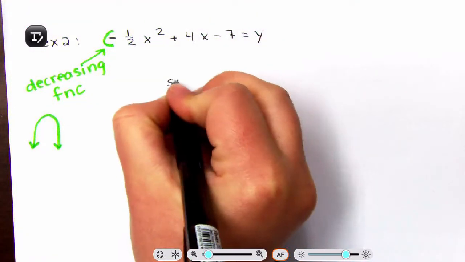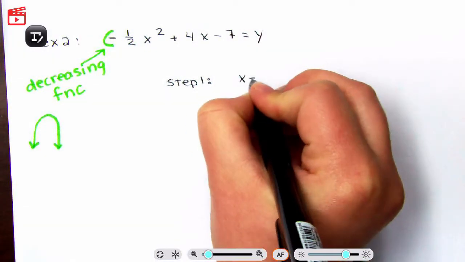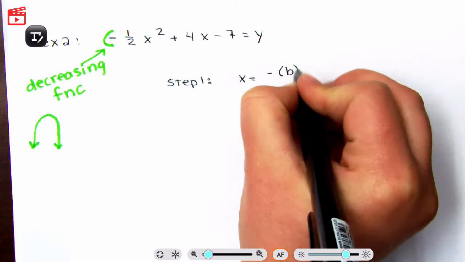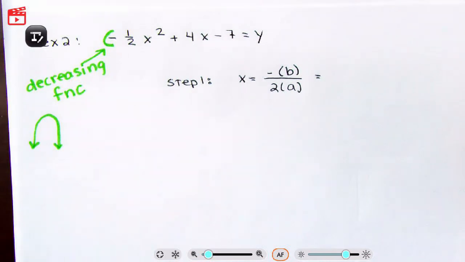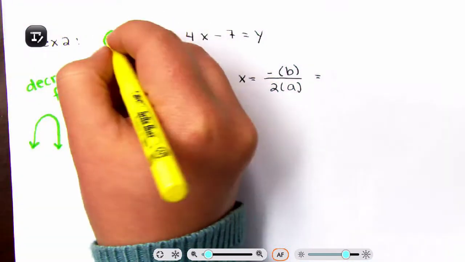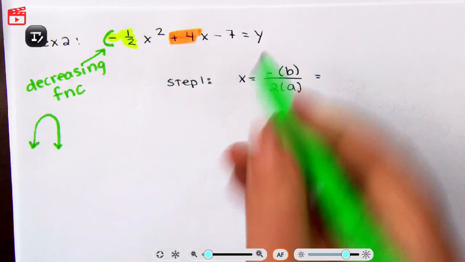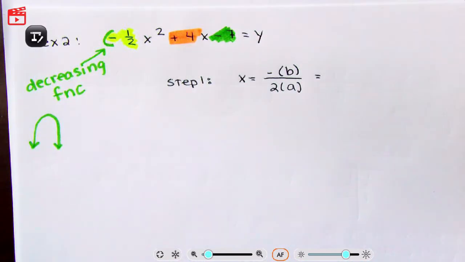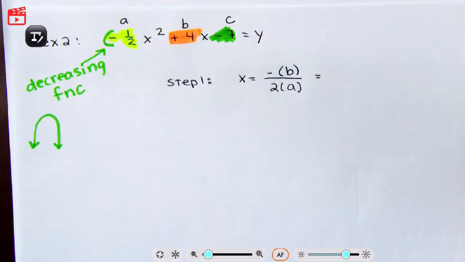So step number 1, we want to find the axis of symmetry. Again, what's the formula? X is equal to negative b divided by 2 times a. Again, we have to figure out what our a, b, and c are. So with the symbol, make sure you always grab the symbols. That's our a. Oops, I thought that was a highlighter. It is not. That is our b, again with the symbol, and then our c value. So we have a is negative 1/2, b is positive 4, and c is negative 7.